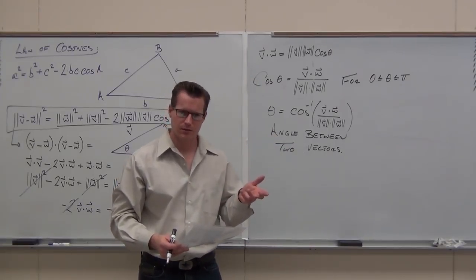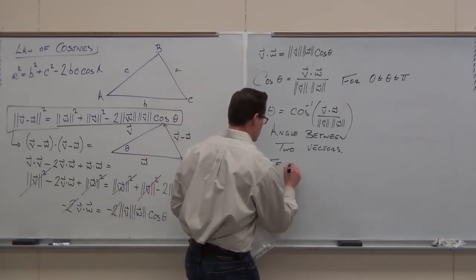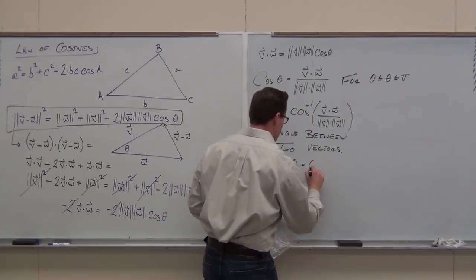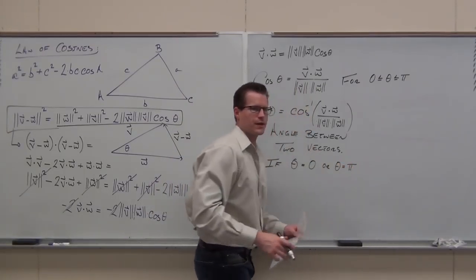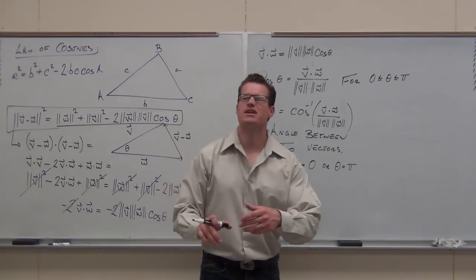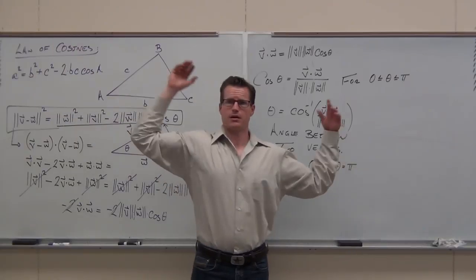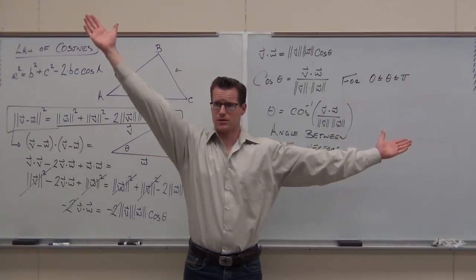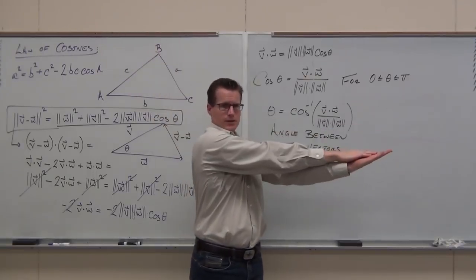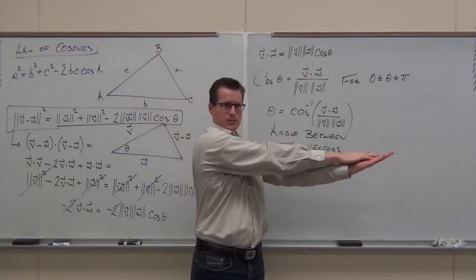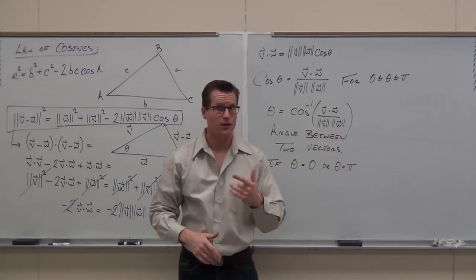Now how about this? What if theta is 0? Or if theta is pi? Just think about it logically for me, okay? Think about if you have two vectors and the angle is 0 between them. Tell me something about those vectors. Oh, wait, same vector? What if they're different lengths? Are they the same vector?